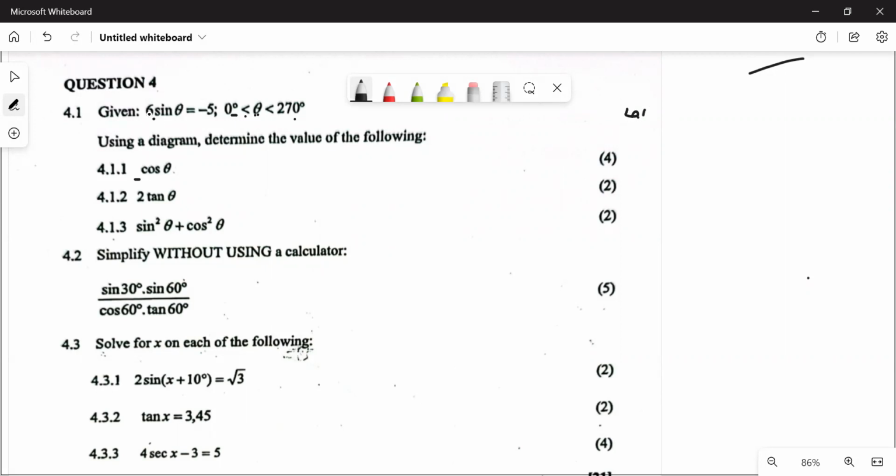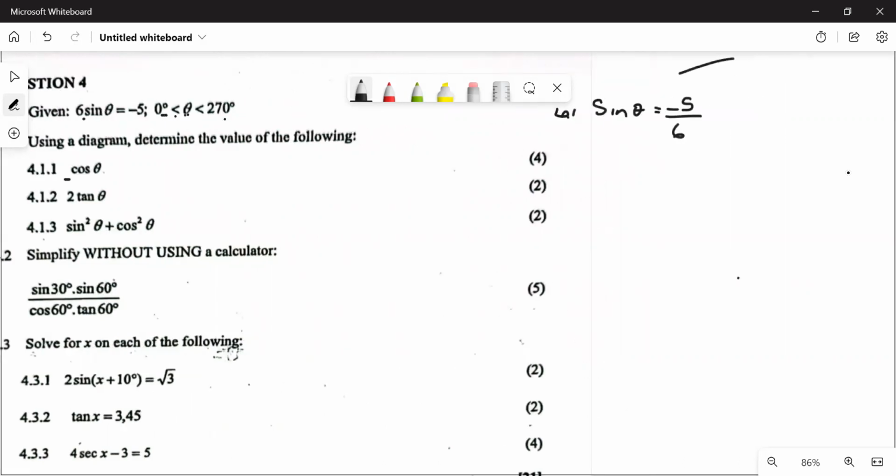We're going to make sine theta the subject of the formula. If we make sine theta the subject of the formula, it says sine theta is going to be given as -5 all over 6. Okay, now that we have that, we are then going to define sine.